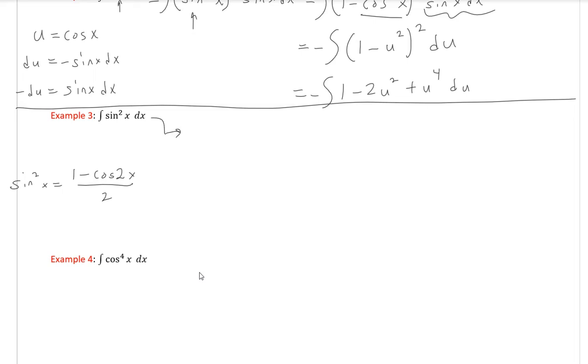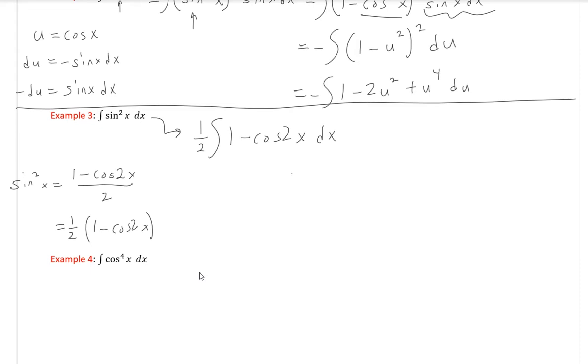So that's what I can rewrite this as. I can also move this over 2 as a 1/2 instead to make it a little bit easier. Cosine of 2x. So I can rewrite this integral as 1/2 the integral of 1 minus cosine of 2x dx. And now this integral is solvable.